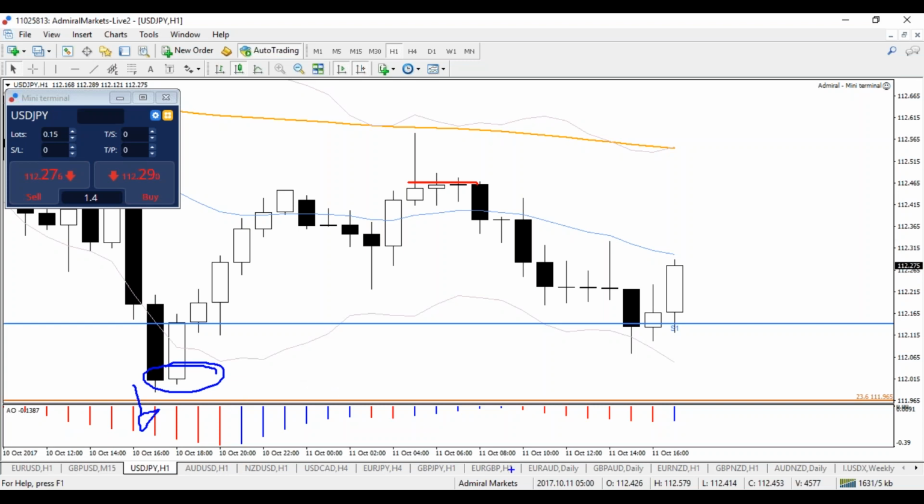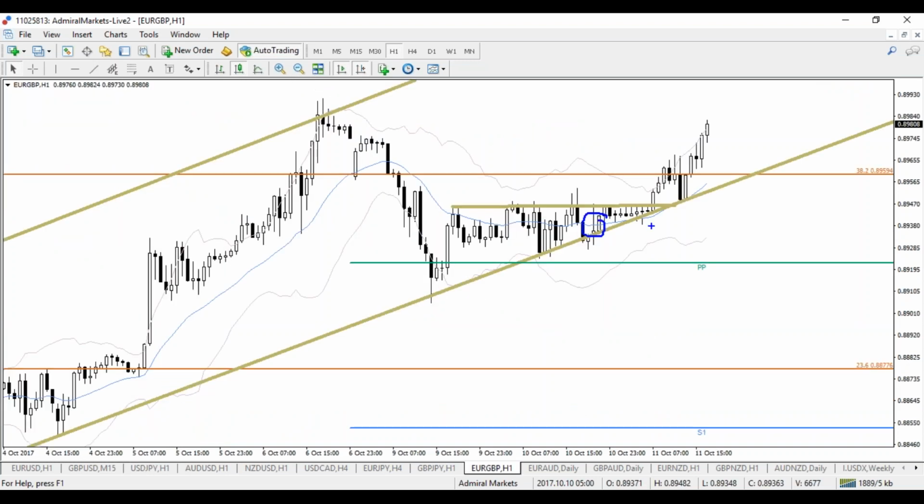Euro pound, euro yen. Great. So unfortunately, the euro pound signal has left the train station. The price has left the train station, and there were, from my point of view, from my SWOT system point of view, setups here and here.